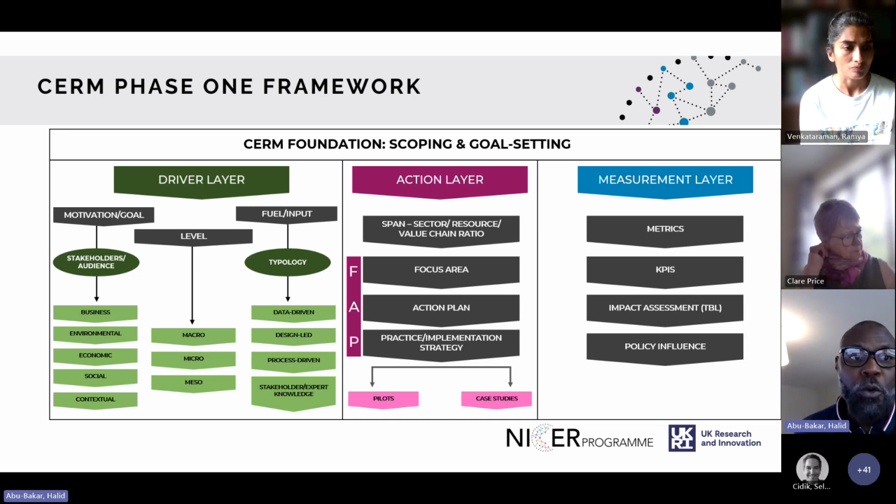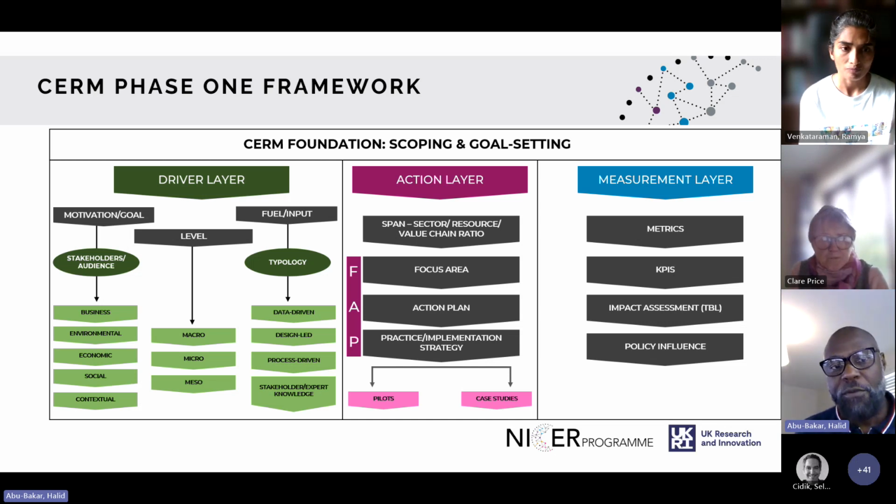And then these are also stakeholder or audience driven. Now we've got the level, so you need to define the different levels that the roadmap is going to cover. And then what is the input to the roadmap, which is often typology driven. So is it data driven? Is it data led? Process? Most roadmaps are actually stakeholder and expert knowledge driven.